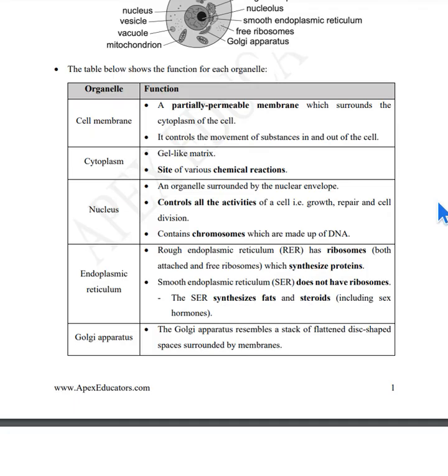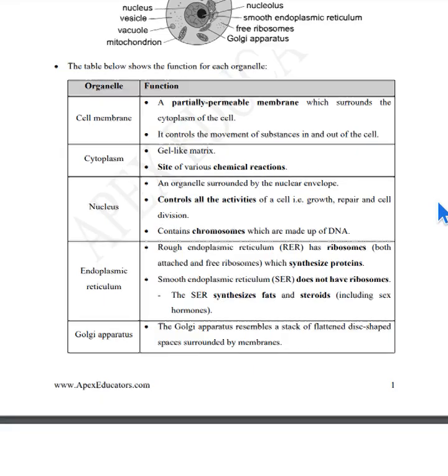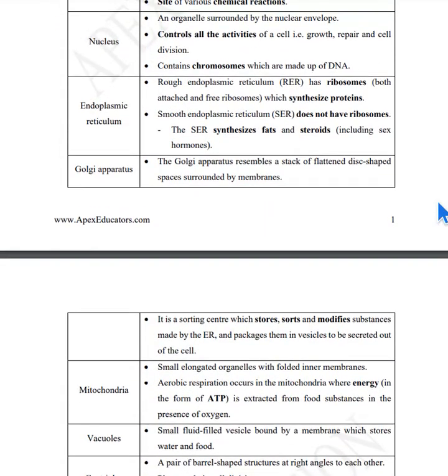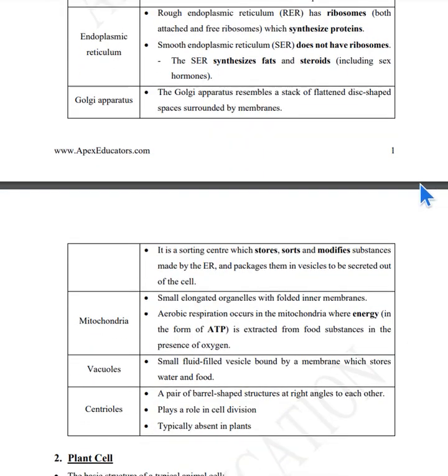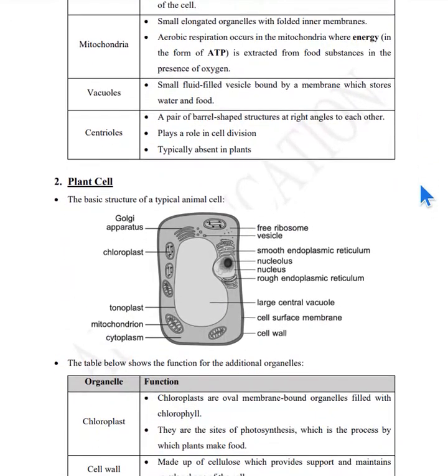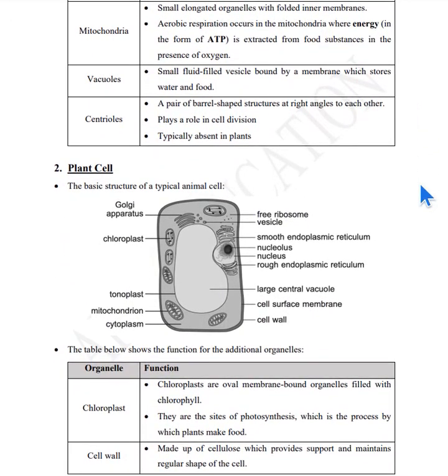For cytoplasm, I don't need you to memorize gel-like matrix. I just need you to memorize site of various chemical reactions. For nucleus, I need you to memorize controls all the activities of a cell, growth, repair, and cell division, as well as it contains chromosomes, which are made up of DNA. The endoplasmic reticulum and the Golgi apparatus, please don't memorize. The notes are meant for both G3 and G2, but today I'm going to cover what G2 has.